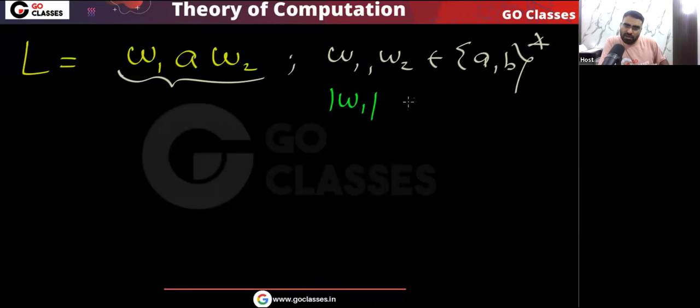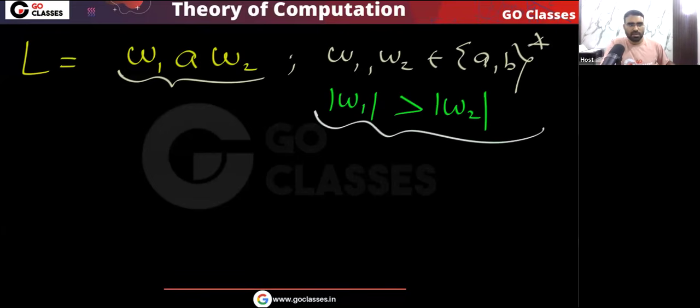So your language becomes like this: W1 A W2, where W1 and W2 both belong to (A, B) whole star. There is an important point here: the length of W1 is strictly greater than the length of W2. Is this clear? Please tell me.